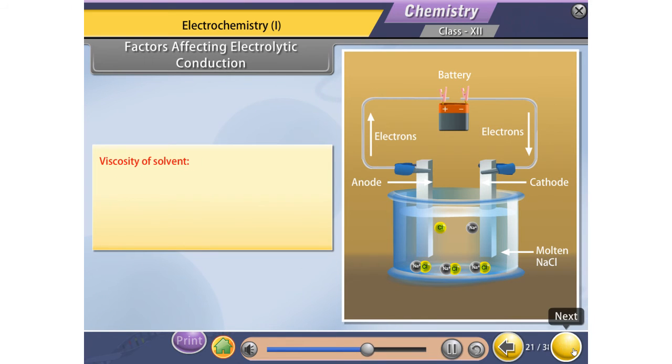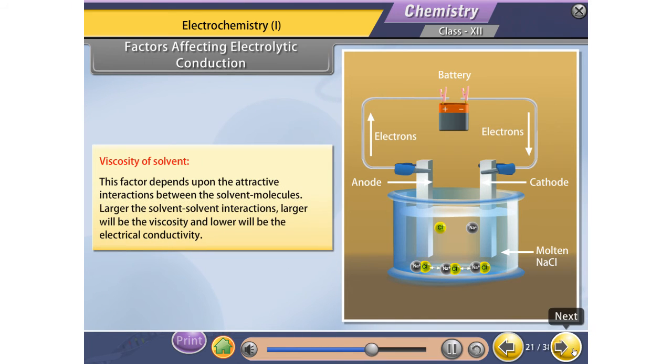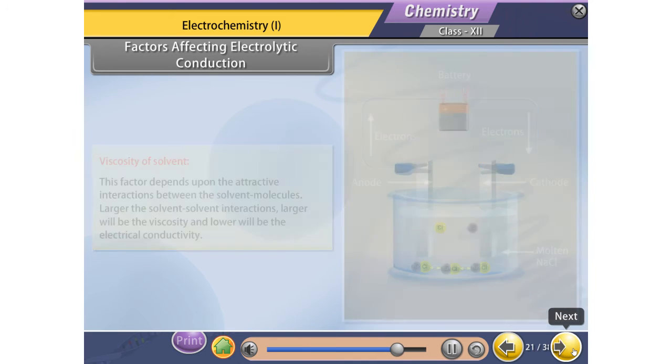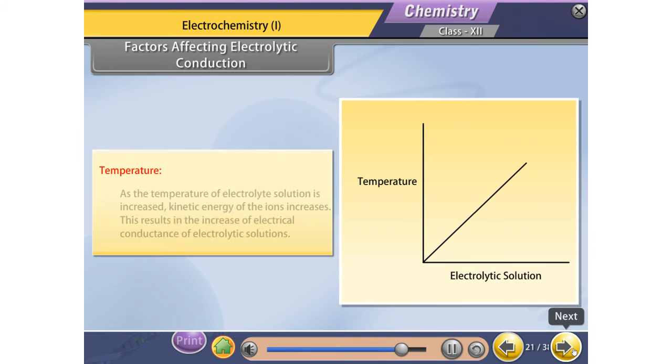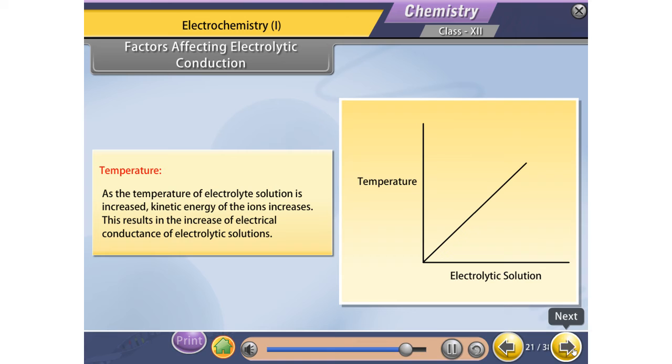Viscosity of solvent. This factor depends upon the attractive interactions between the solvent molecules. The larger the solvent-solvent interactions, the larger will be the viscosity and the lower will be the electrical conductivity. Temperature. As the temperature of the electrolyte solution is increased, the kinetic energy of the ions increases. This results in an increase of the electrical conductance of electrolytic solutions.